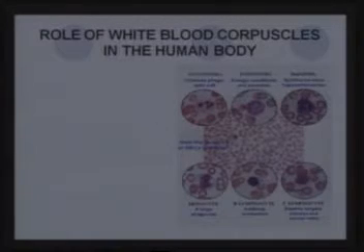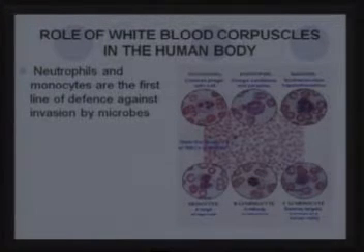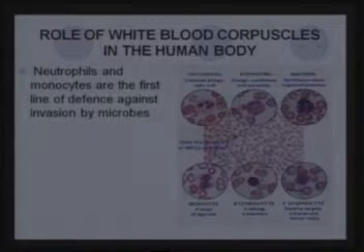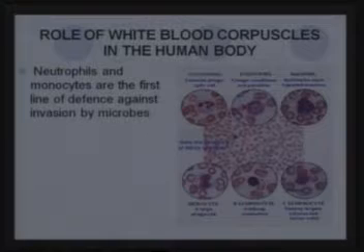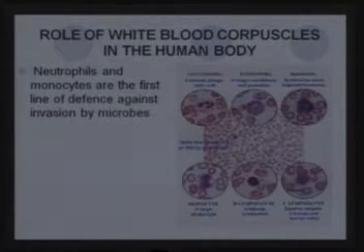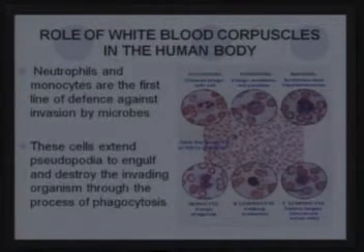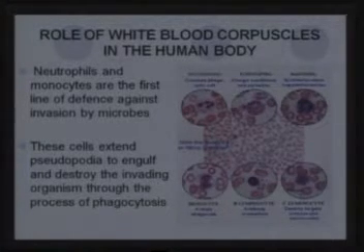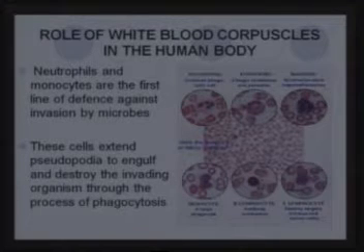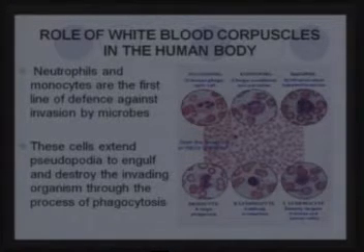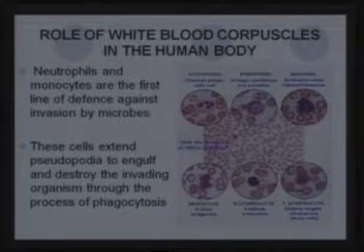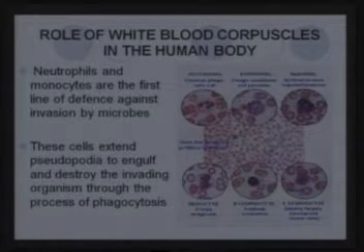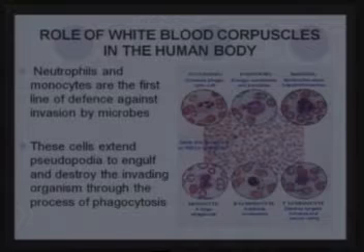Now they are the neutrophils, the eosinophils, and the basophils. What is the role of the white blood cells in the body? The neutrophils and monocytes are the first line of defense against invasion of microbes. Once the microbes enter the body, these cells engulf the microbes. They have pseudopodia, that is, they extend their finger-like projections and capture the microbes. Apart from them, you have the lymphocytes, which are also defense cells.